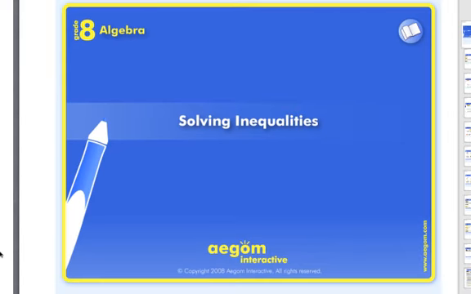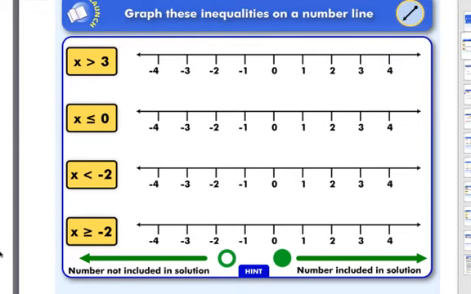Hey guys, today's video is on solving inequalities. We've already talked a little bit about graphing inequalities on the number line, so this should be a review. Our first one, x is greater than 3. Remember, that means that our solution set can be any number greater than 3, but it does not include 3. So we use an open circle to show that 3 is not included in our solution set.